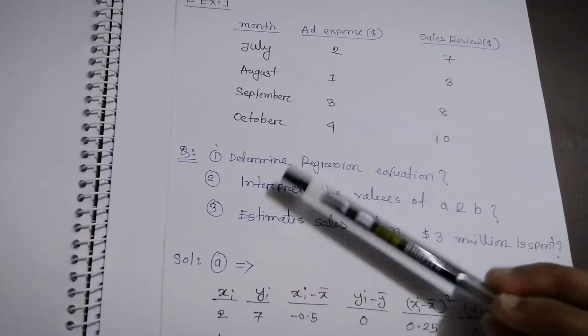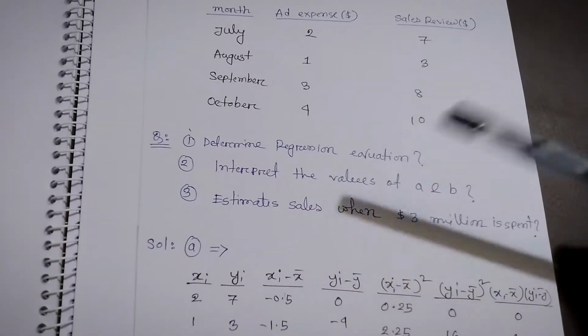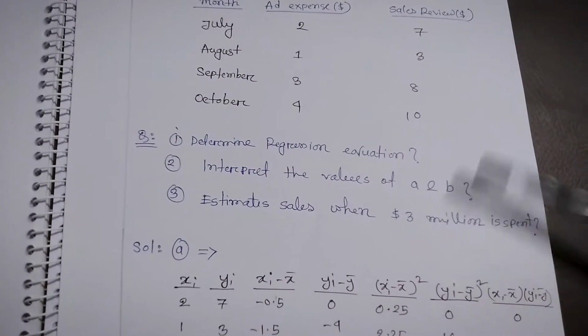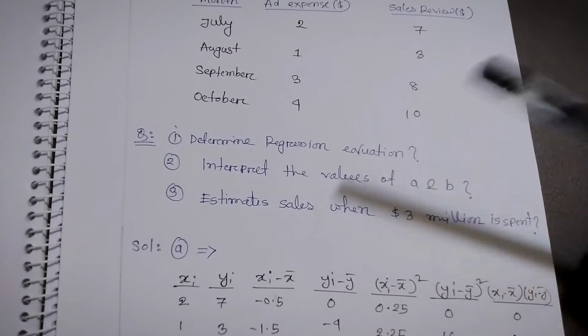The first question is to determine the regression equation. So what was the regression equation? y equals a plus bx. We need to find a and b for those variables. If we find a and b, we can easily state the equation for the linear regression.